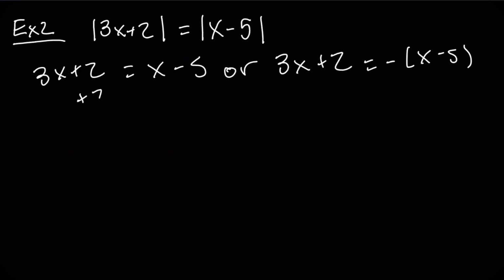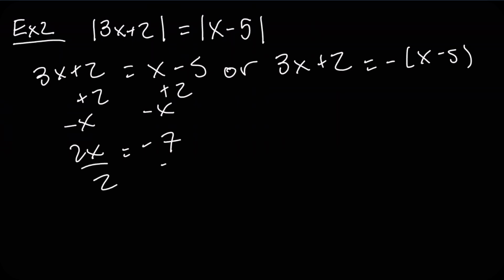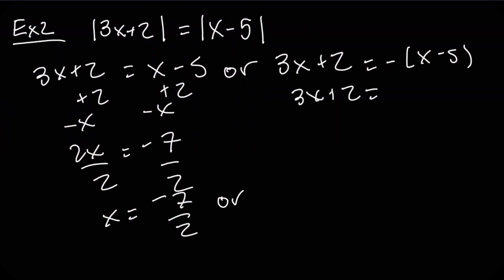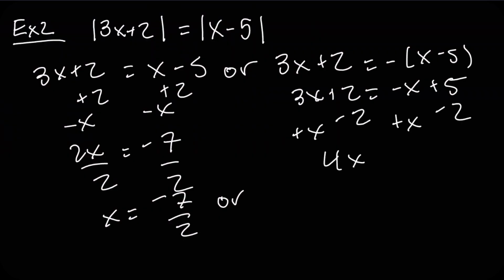We'll go ahead and subtract a 2 over, and go ahead and subtract the x over, and this will give us 2x is equal to negative 7, and also divide by 2. x is equal to negative 7/2, or, and let's go ahead and deal with this other equation. So 3x plus 2 is equal to negative x plus 5. Go ahead and subtract the 2 over and add the x. 4x is equal to 3, or x is equal to 3/4.